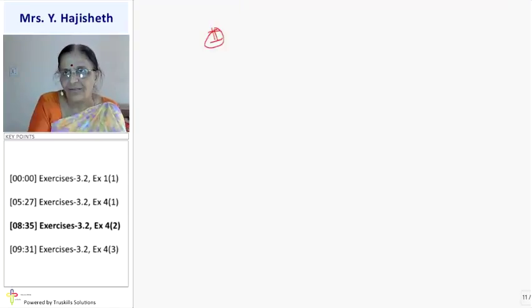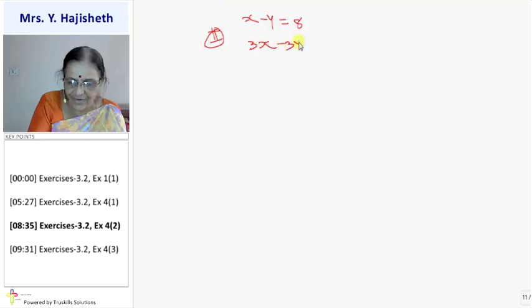Now second, see it is x minus y is 8 and 3x minus 3y is 16.